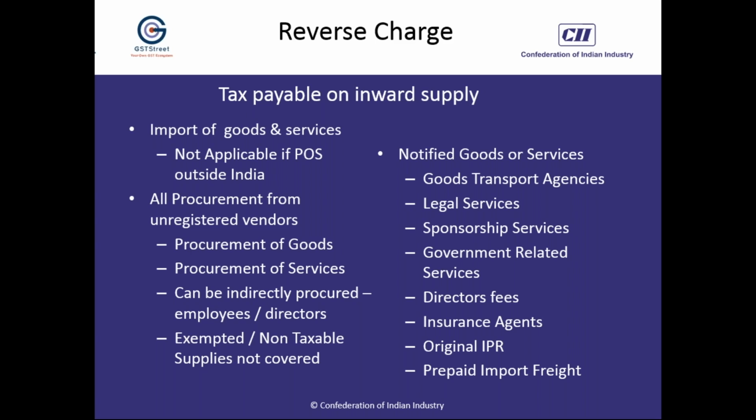If the government is providing services to your business, then the tax is payable in the hands of the recipient. The government department may be registered or may not. Director sitting fees and commission are also required to be paid by the companies. Insurance agent services are also to be paid by the insurance company. Original IPR, where the writer is writing for maybe a newspaper or a magazine and the IPR is getting created, is the liability of the business seeking that service from the writer, so that business has to pay tax. And there is prepaid import freight, which was recently brought in, which we may not deal with much because it is just on import of goods from outside India, where the freight is included in the cost.